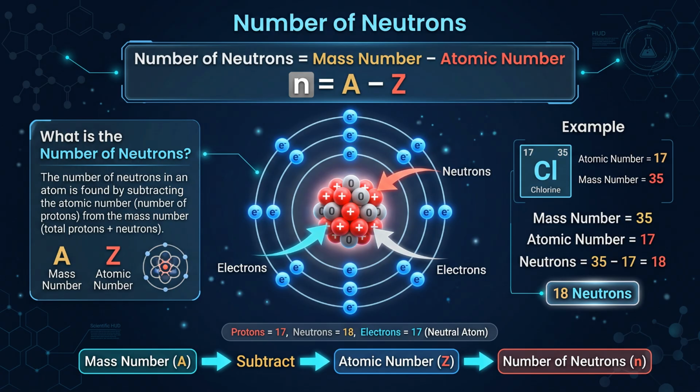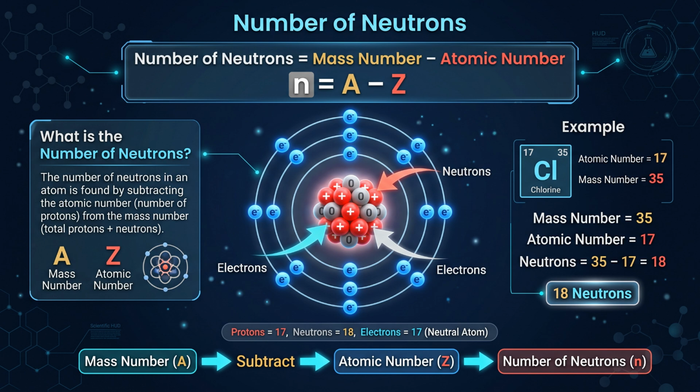Isotopes are atoms of the same element that contain the same number of protons but different numbers of neutrons. Because the atomic number remains constant, the element does not change. However, adding or removing neutrons changes the mass number. For example, carbon-12 contains 6 neutrons, carbon-13 contains 7 neutrons, and carbon-14 contains 8 neutrons. All 3 atoms are carbon, because each has exactly 6 protons.